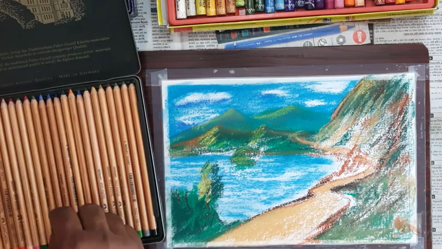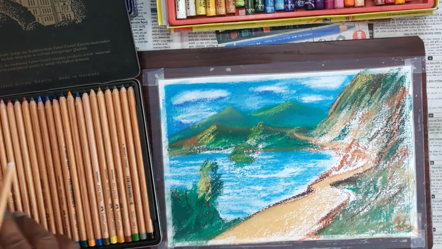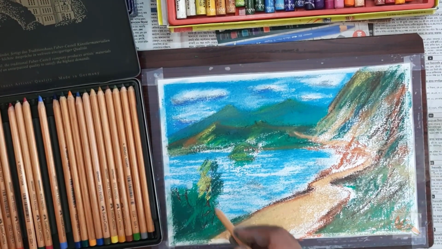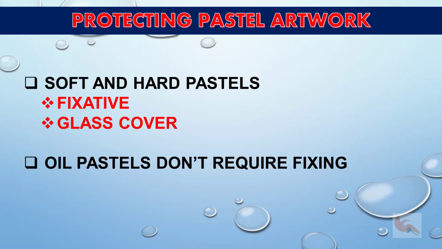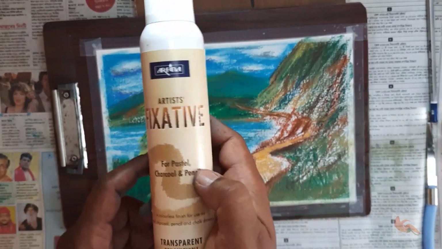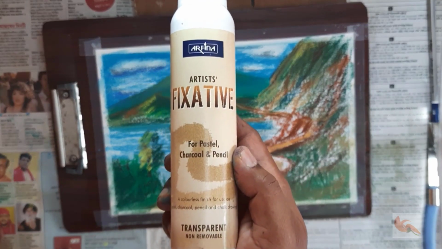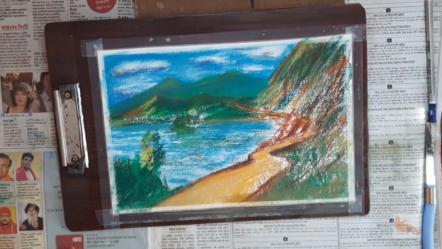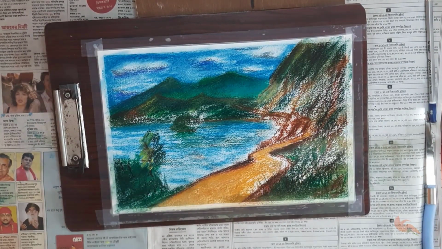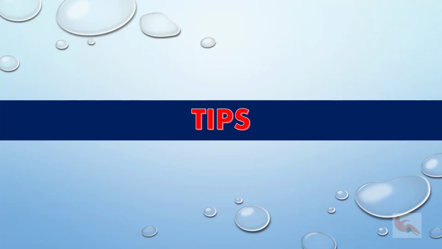A good painting may have only one technique of application or almost all. It depends on the kind of effect you want to achieve. A finished soft pastel artwork should either be fixed with a fixative spray or framed with a glass cover to avoid smudging. Application of fixative slightly darkens the colors. That's why many artists avoid the fixative and put it behind glass. Now let's see some really helpful tips for good pastel paintings.